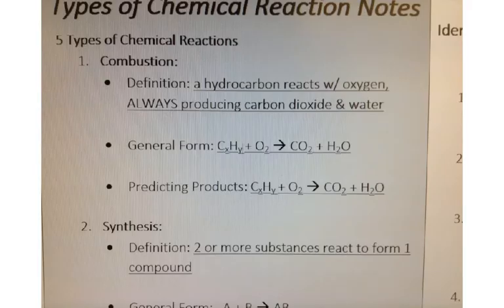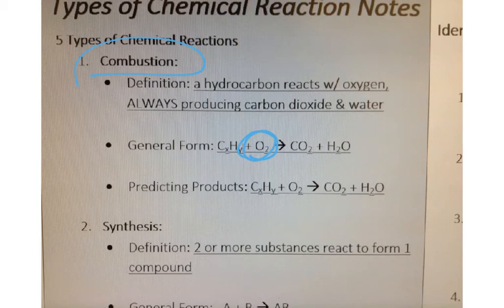Alright, so there are 5 types of chemical reactions that you are going to be expected to know. The first one is the biggie, and that is combustion. And when you think of combustion, what everybody typically thinks of is flames or fires. And what do you need in order for that to occur? Well, you need oxygen. Okay, so everybody seems to know that.